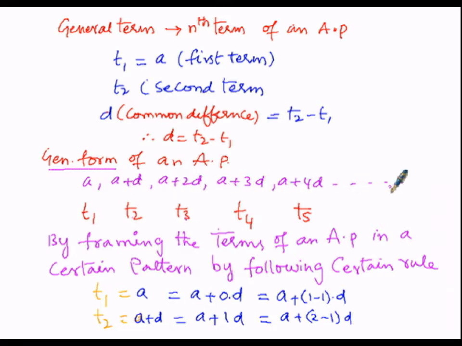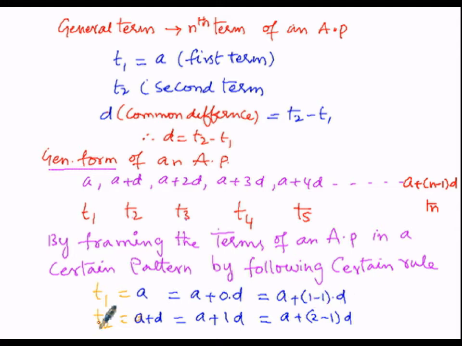So when we write the nth term, it will be a plus n minus 1 into d. This is the nth term of this arithmetic progression. In the first term, a can be written as a plus 0 into d, since 0 into d is 0. We get this 0 as the serial number is 1, so 1 minus 1 is 0. So a plus 0d can be written with 1 minus 1.